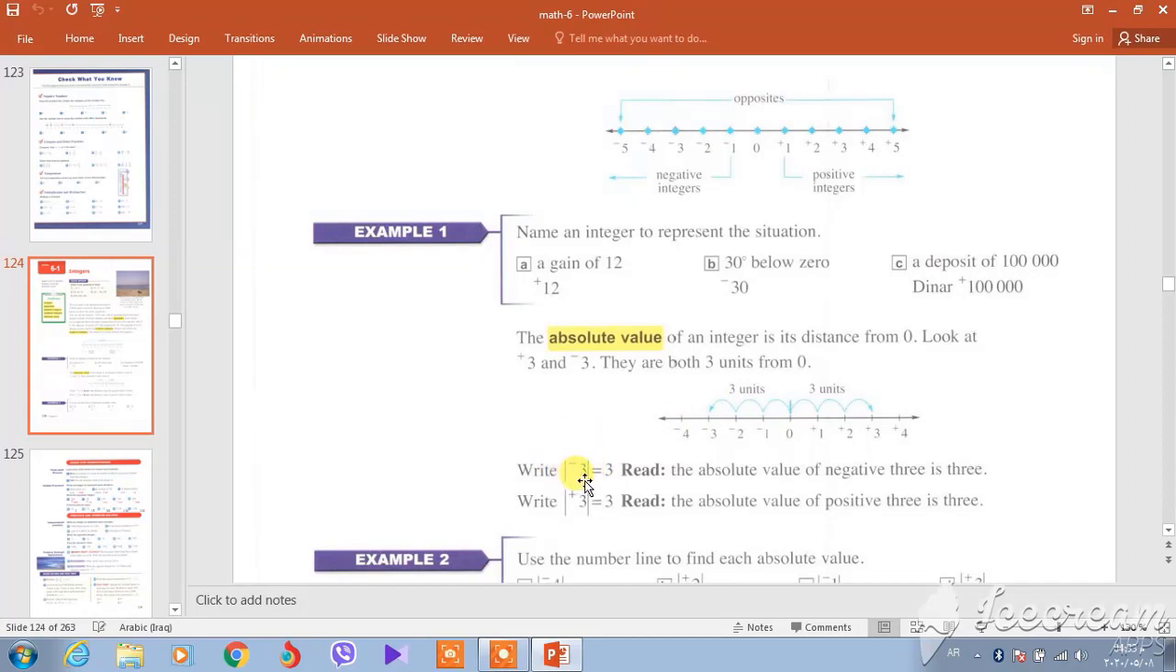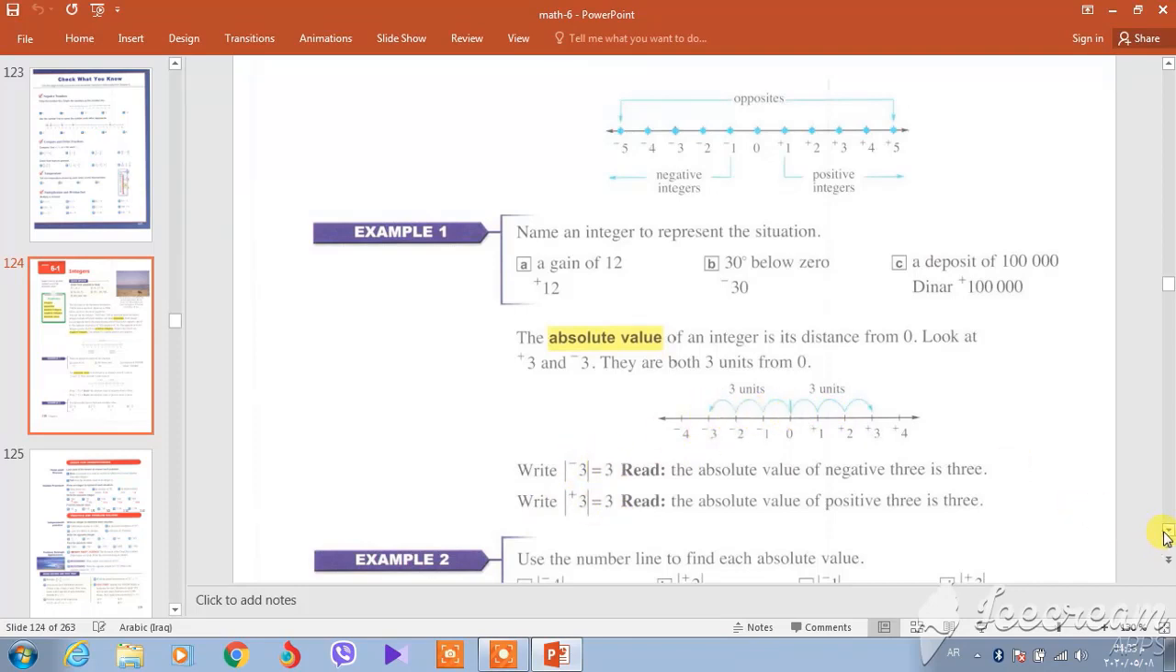The absolute value of negative 3 equals 3 because we have 3 units. And the absolute value of positive 3 also equals 3 because the distance from 0 to positive 3 is 3 units: 1, 2, 3. Both of them equal 3 because we have 3 units from 0.